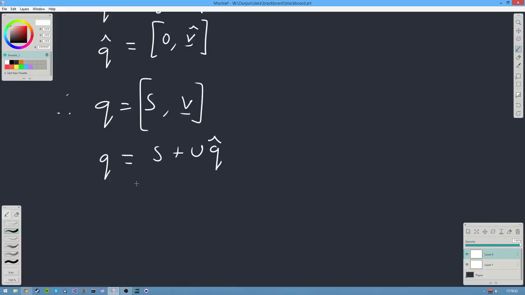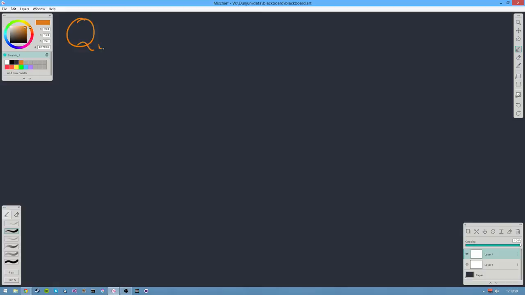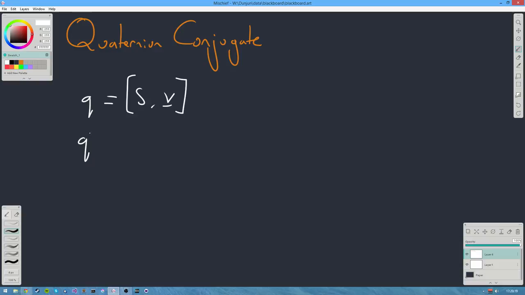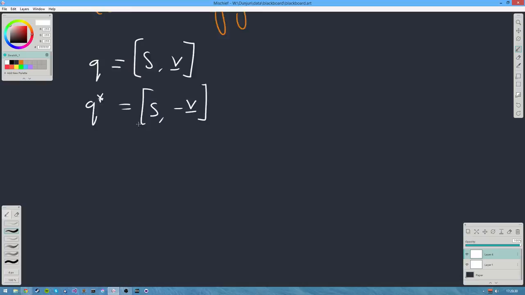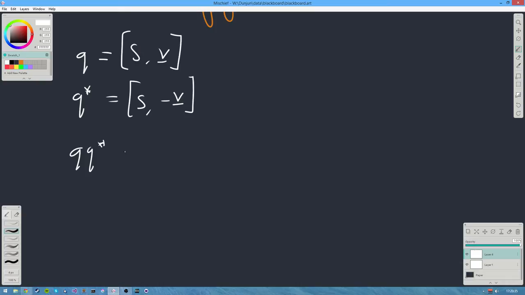So let's talk about the quaternion conjugate. Just like complex numbers, quaternions have complex conjugates. So if we had q equals s v, its complex conjugate, which I'm going to denote with a star, is just the negation of its imaginary part, or its pure part. That's what it is. So when we multiply q by q star, you can guess we're going to get the square of its magnitude.